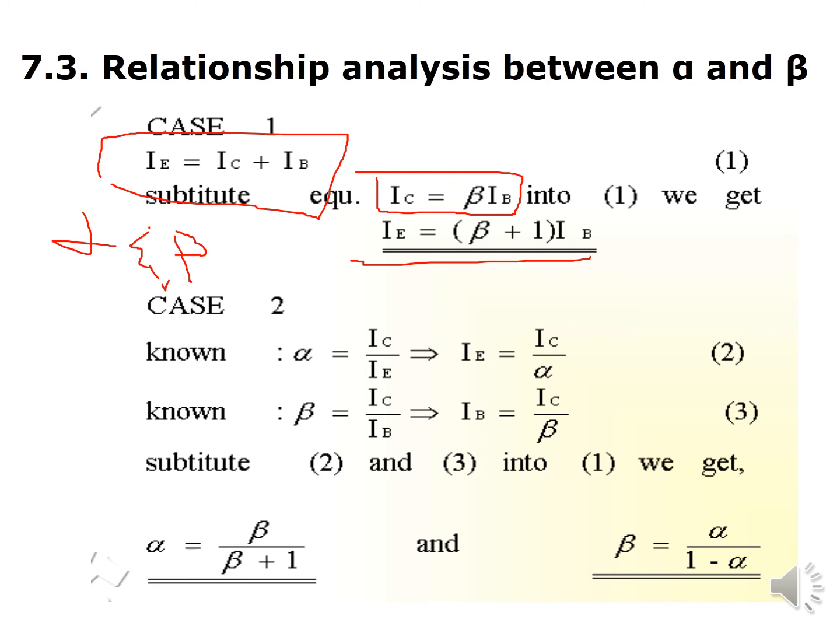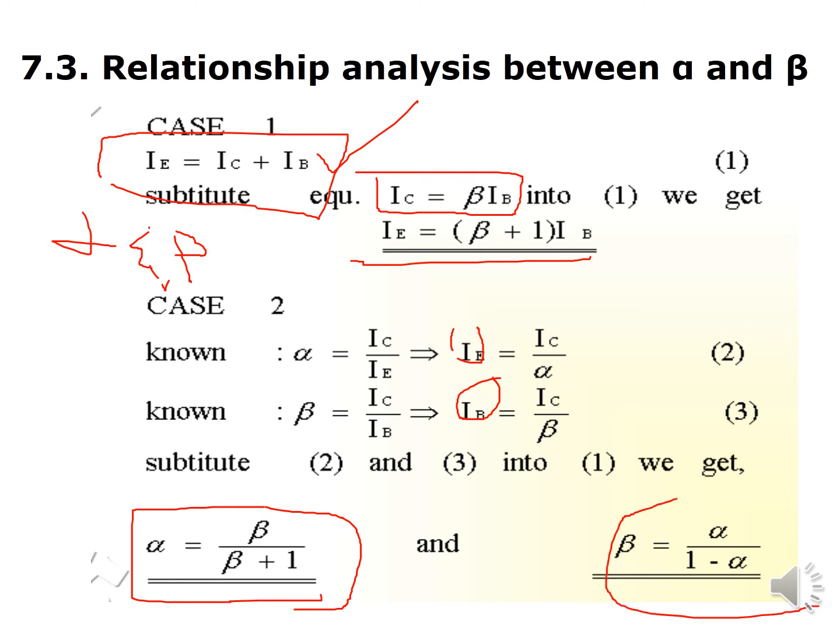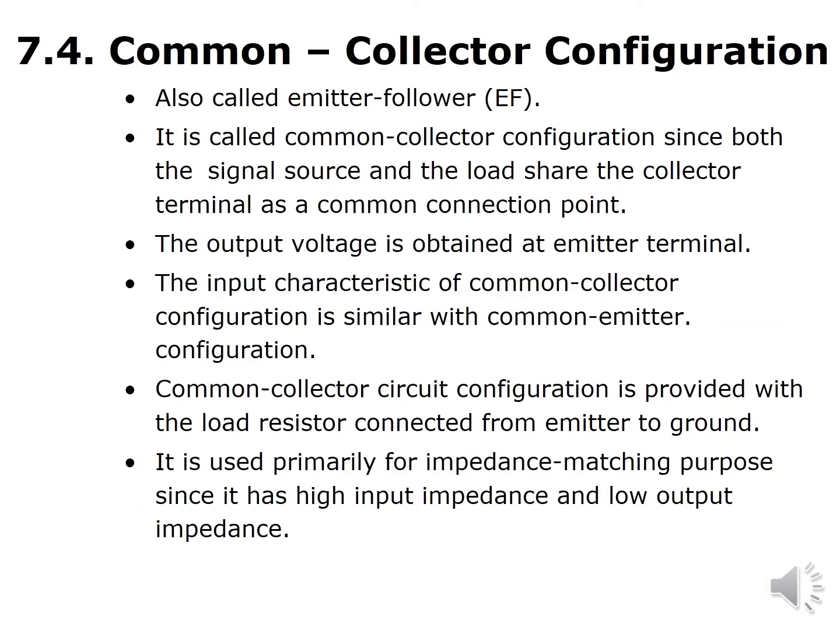Then IE is equal to IC over alpha, and IB is equal to IC over beta. If you substitute for IE and IB into this equation, you find that alpha is equal to beta over beta plus 1, and beta is equal to alpha over 1 minus alpha. So you should be able to know how you deduce the relationship between the two.